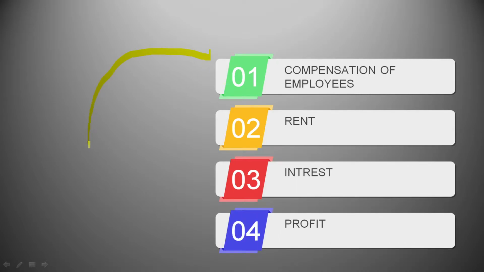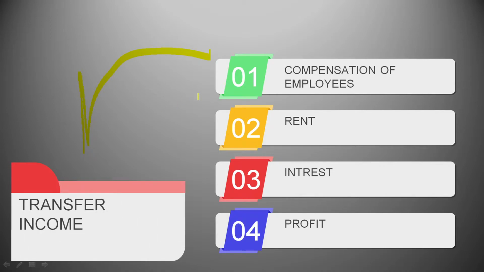There's one more type of income, that is transfer income. But this income we do not account for in the estimation of our national income because it's unearned income. This is income that we've received as a gift, as a donation, and it's not earned for rendering any kind of services. So it's not included in national income.